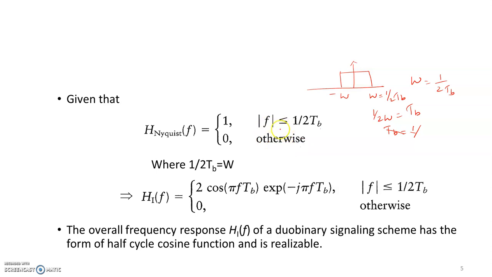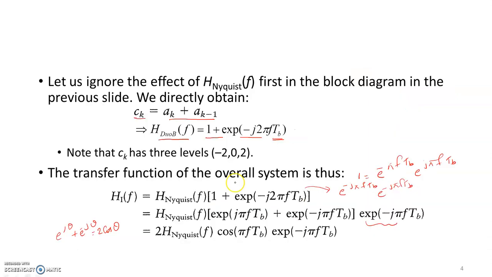Now you can substitute in your expression for h1 of f. In h1 of f I have 2 cos, then h Nyquist. H Nyquist I substitute as 1, so it has a non-zero value only for this duration, and the remaining values will be multiplied by 0, so 0 otherwise. This is what we have done in this expression: we replace h Nyquist by 1 for the particular duration to get h1 of f.